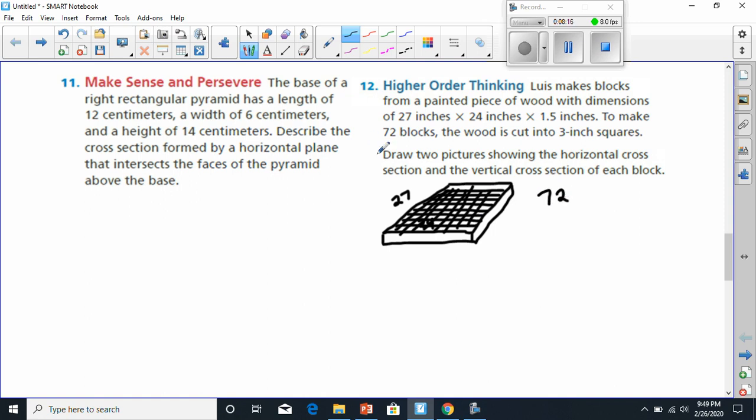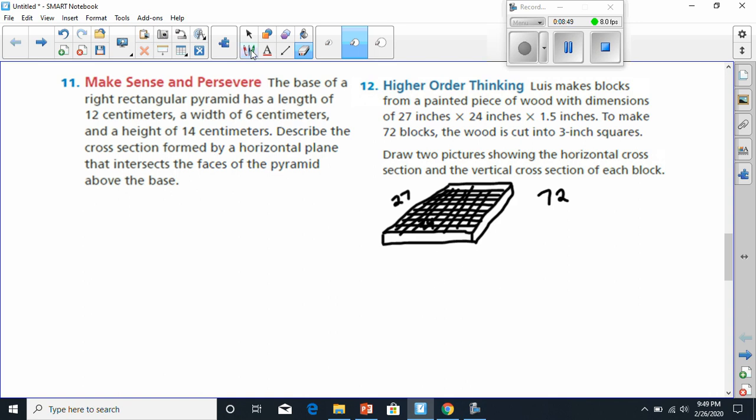Okay, and it says, draw a picture showing the horizontal cross sections. Well, if all these are 3 by 3, then the top view is going to be, let's see, the top view. So you draw 2 pictures showing the horizontal cross section and the vertical cross section. Vertical means up and down.